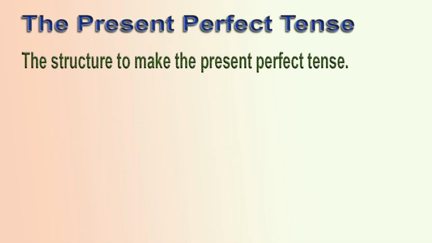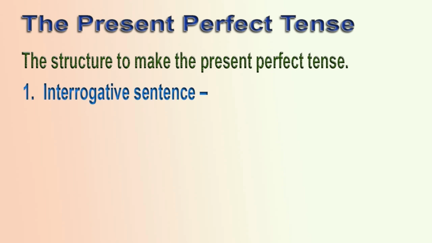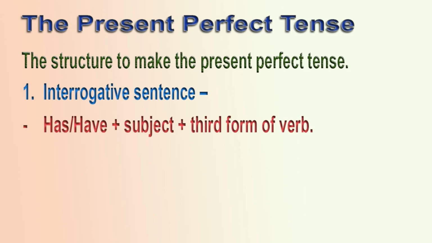The structure: to make the present perfect tense. 1. Interrogative sentence. Has or have plus subject plus third form of verb. Has he played?